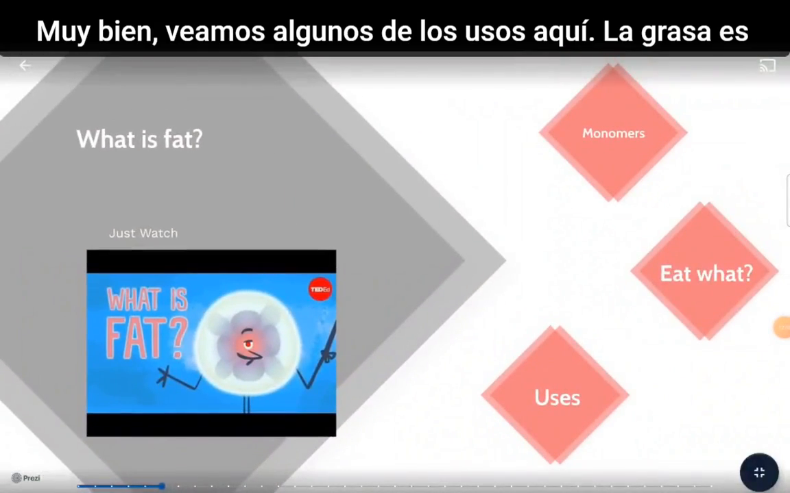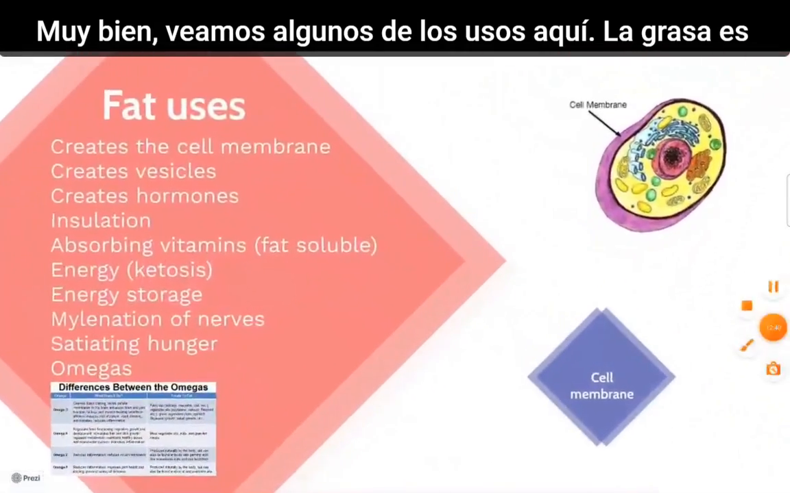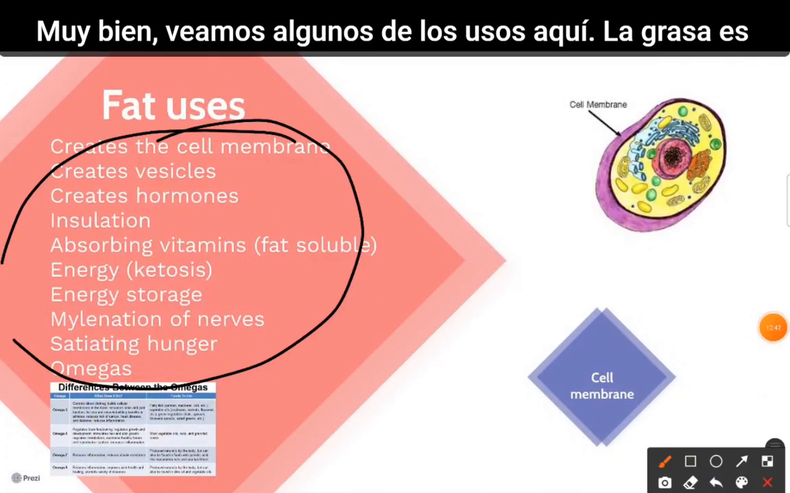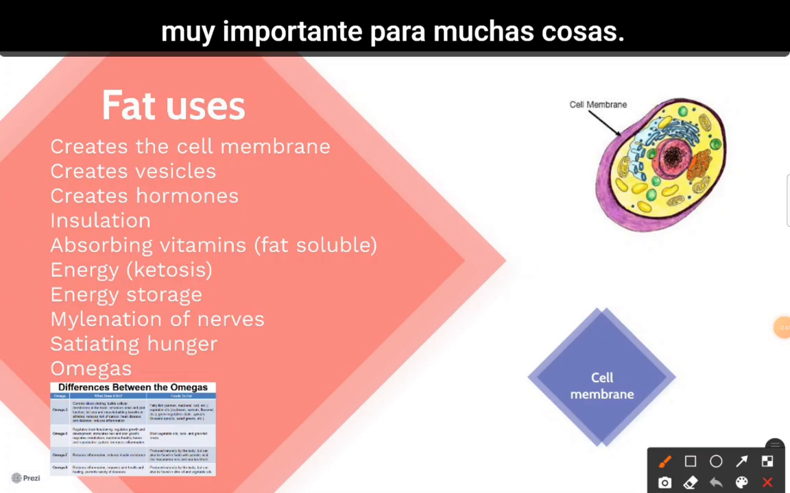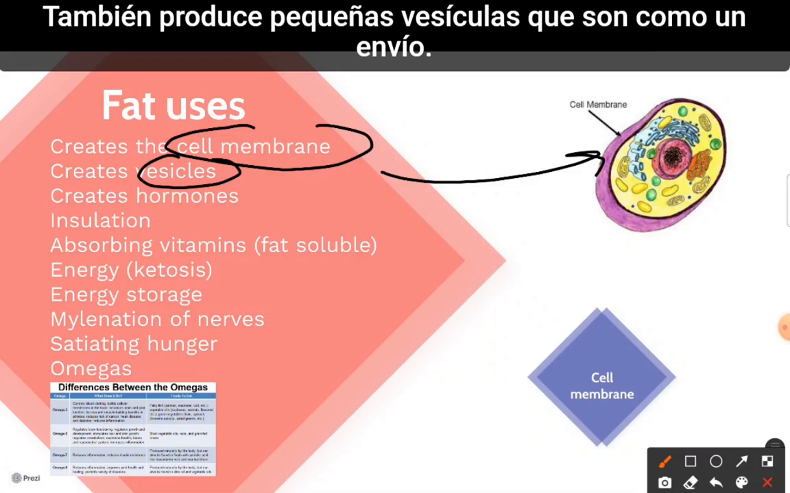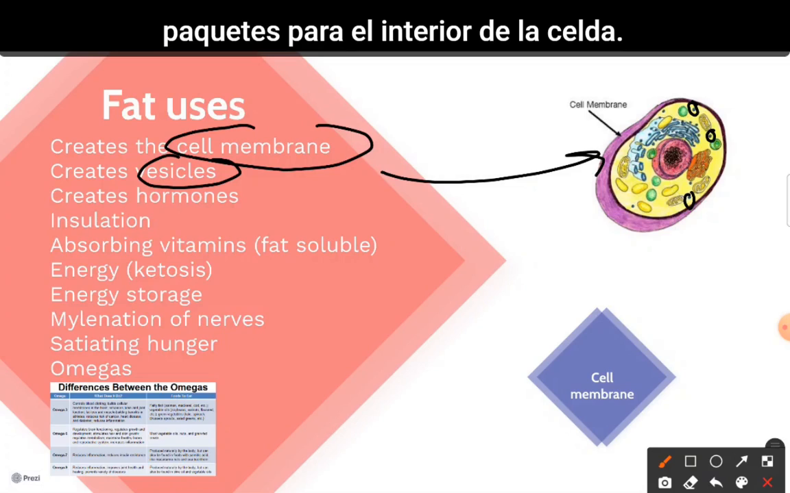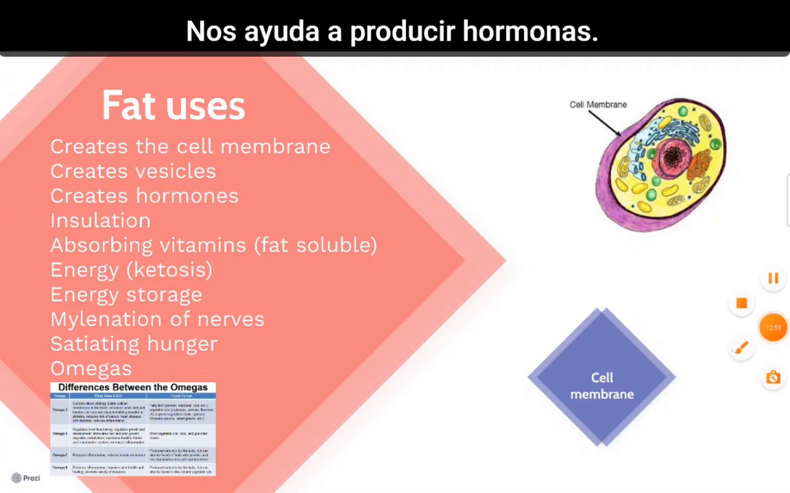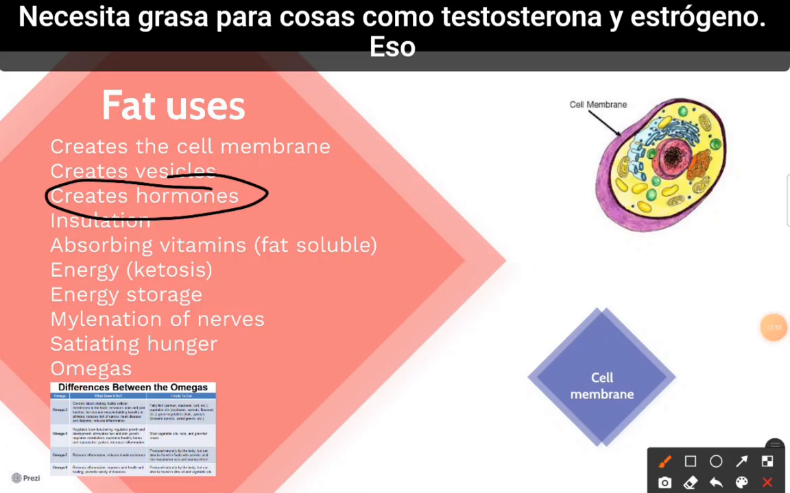All right, so let's look at some of the uses here. Fat is very important for a lot of things. It helps to create that cell membrane that I talked about. It also makes little tiny vesicles, which are like shipping packages for the inside of a cell. It helps us make hormones. You need fat for things like testosterone and estrogen.